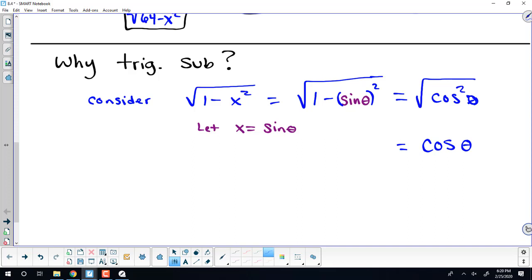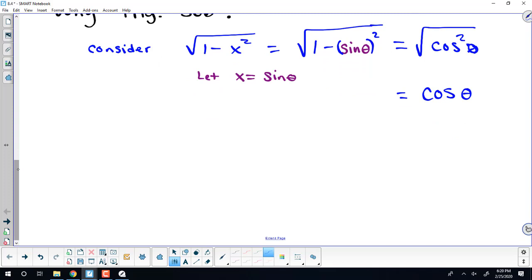There are some stipulations we're making about where theta is, to say that the square root of cosine squared is cosine, but it's about absolute value. So I couldn't find the antiderivative of the square root of 1 minus x squared, but making a trig substitution gives me a little more hope. There's a little more to it than that, but that's the basic idea. That's why trig substitution is hopeful in a lot of instances. Okay. Any questions or comments about that? Does that make sense?